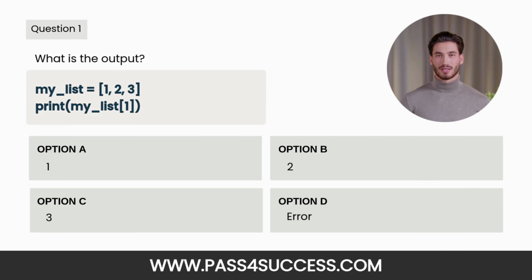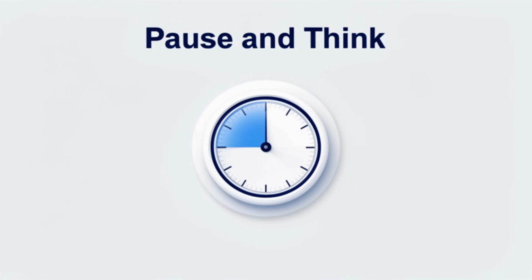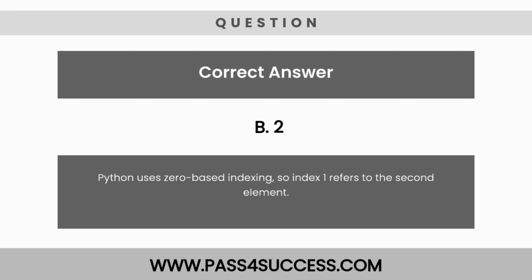Question 4. What is the output of this code? Options: A, 1, B, 2, C, 3, D, error. Take a few seconds to think about this one. The correct answer is B, 2. Explanation: Python uses zero-based indexing, so index 1 refers to the second element.